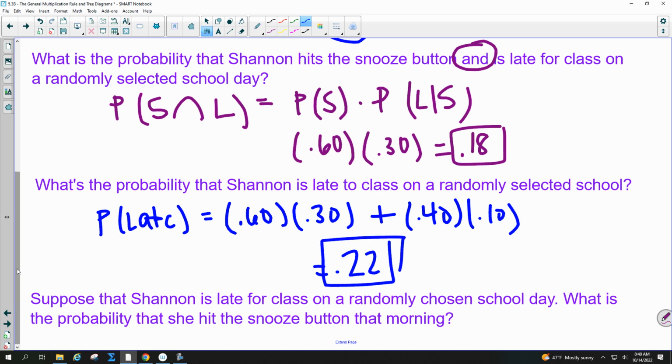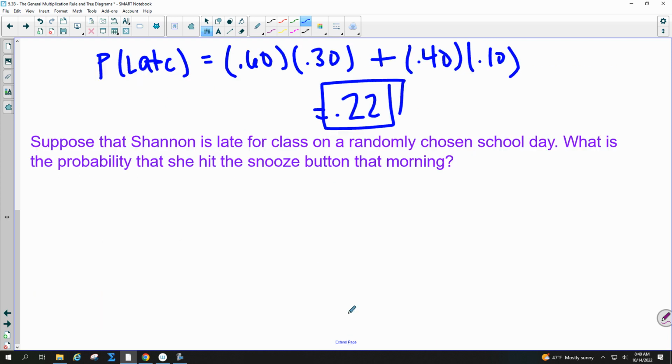Suppose that Shannon is late for class on a randomly chosen school day. What is the probability that she hits the snooze button that morning? This is a given statement. So this is what we learned yesterday. Suppose that Shannon is late for class. What do we know happened? Notice I'm using the given statement here. She's late for class. What's the probability that she hit the snooze button?